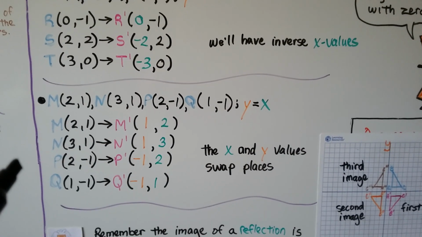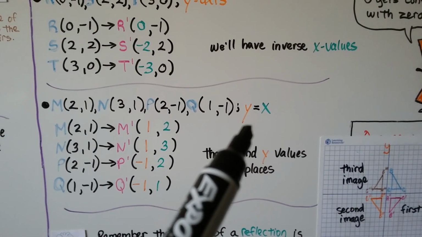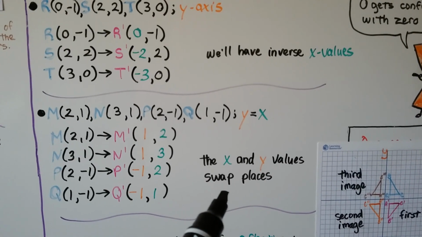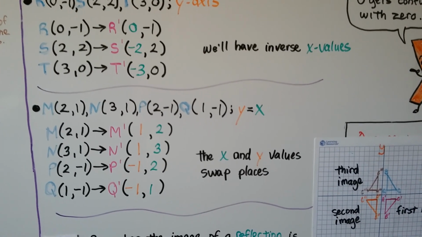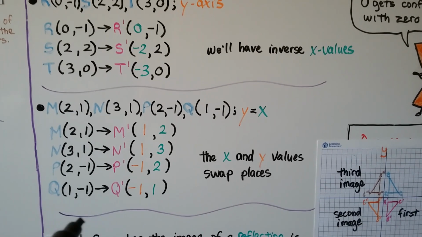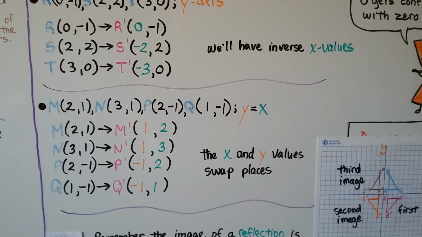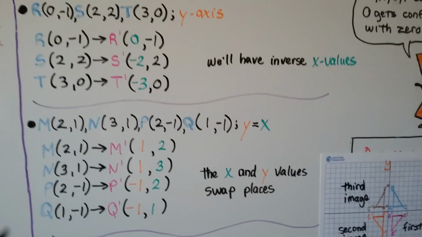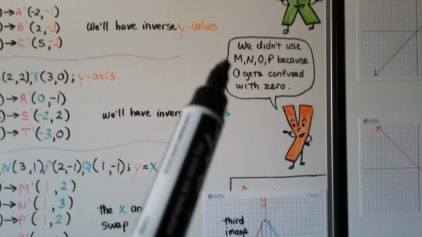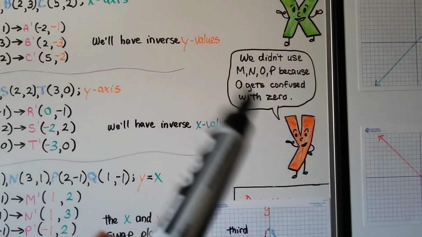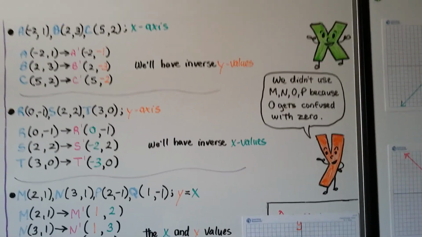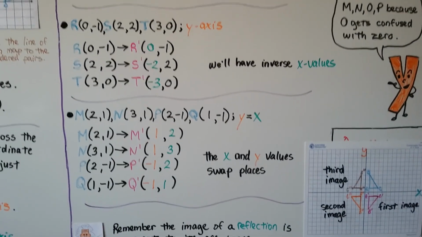Now we've got MNPQ. And we need to map it across y equals x. So because we're doing y equals x, we're going to have x and y values swap places. So everything that we had in the x value is now going to be the y value. And everything that was the y value is now going to be in the x value's place. See? And if you notice, it went MNPQ. It didn't go MNOP because 0 gets confused with that O. So they don't usually use that in labeling. So don't use an O in labeling. Just skip over it and go, MNPQ or something like that.